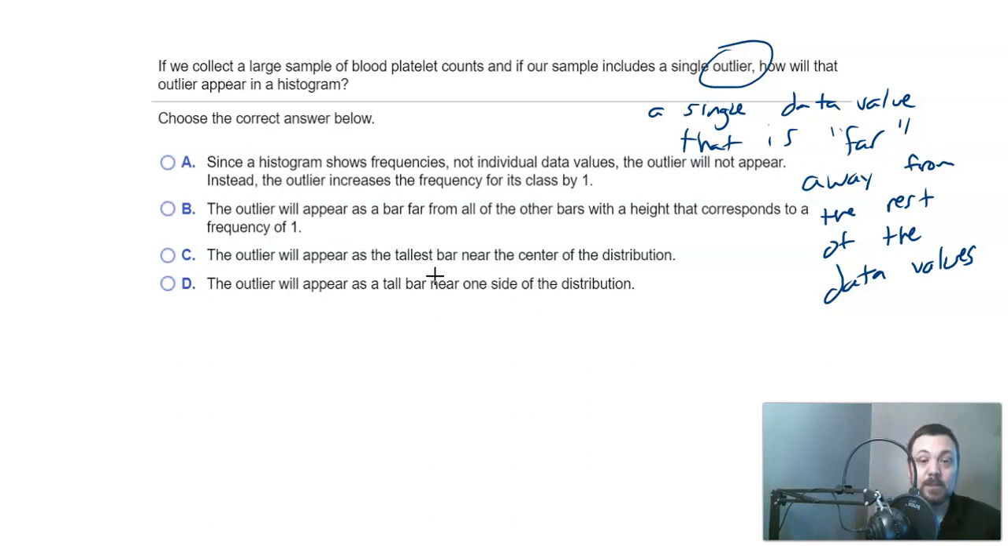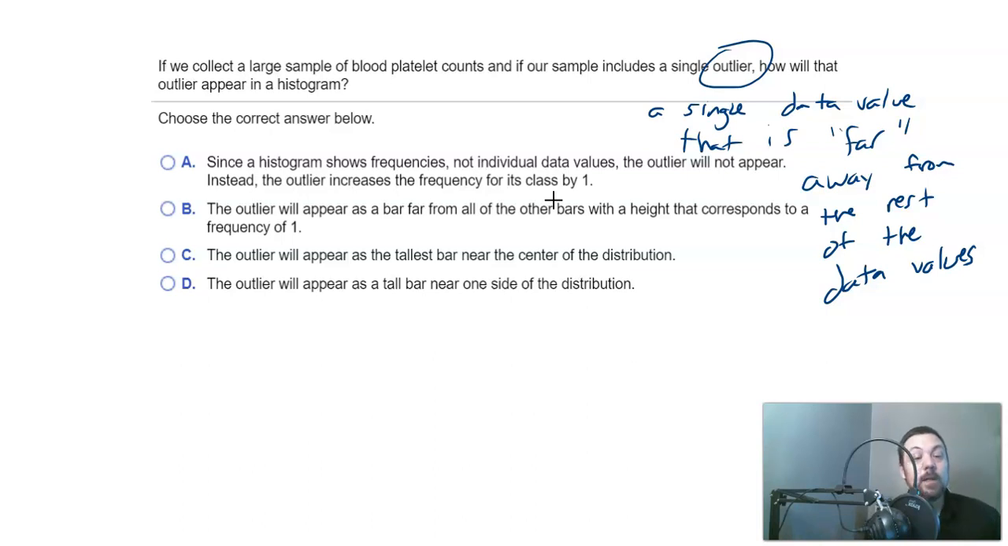Option A: Since a histogram shows frequencies, not individual data values, the outlier will not appear. That is not the case. Every data value gets counted, and so it should be somewhere in the histogram. It needs to be counted somewhere in the histogram. So instead, the outlier increases the frequency for its class by 1. I mean, that is true. Every data value increases the frequency for its class by 1, but the outlier won't be with the other data values. It's far away from the rest of them, so it's not going to be hidden in another class with other data values. If it's in a class with other data values, it's not an outlier. Right, so A is not the correct answer there.